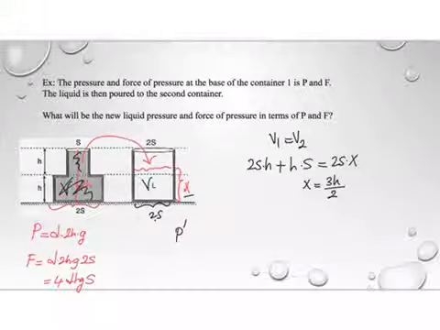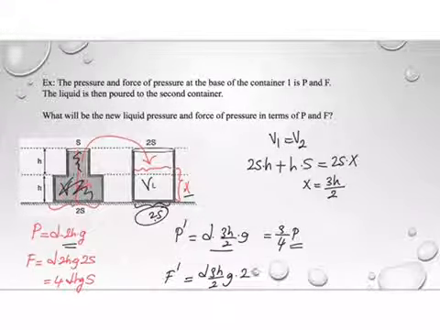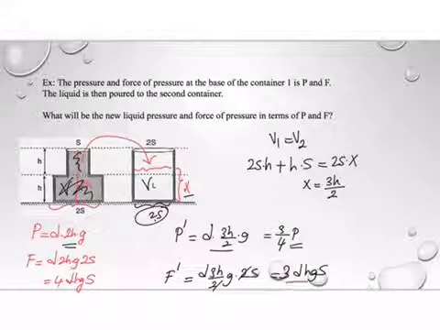So the new pressure will be equal to the density, the new depth, and g. This value is equal to 3 over 4 times the previous value of the pressure. Now let's find the new force of pressure, which is equal to the density d, 3h over 2, g, times the base area 2S, which is equal to 3dhgS, and this value is equal to 3 over 4 times the previous value.